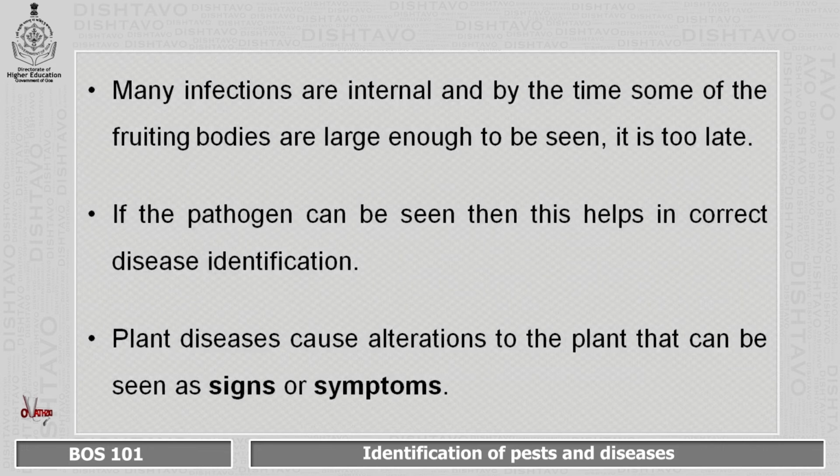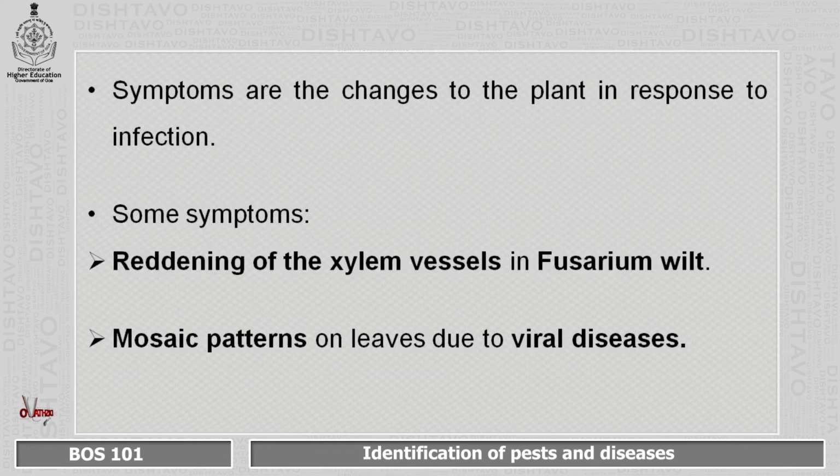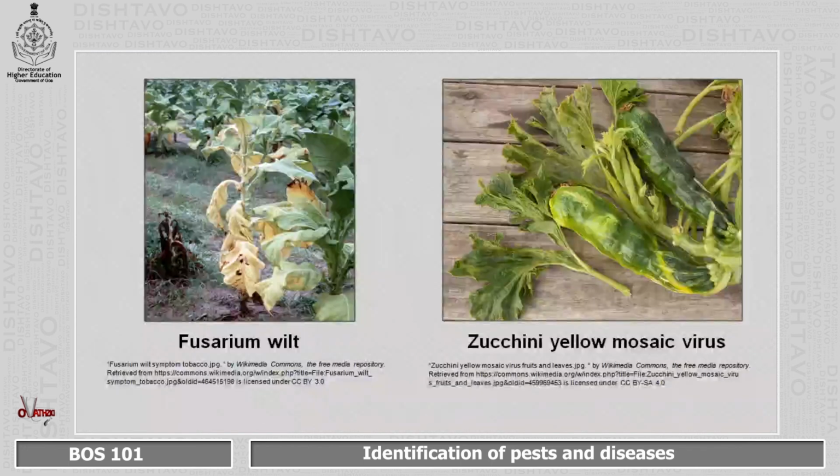Plant diseases cause alteration of the plant that can be seen as signs or symptoms. Symptoms are the changes to the plant in response to infection. Some symptoms are reddening of the xylem vessels in the case of fusarium wilt, which is caused by the fungus Fusarium, and a mosaic pattern on leaves due to viral diseases. In this image we can see the fusarium wilt disease, which is caused by fungi. In the second we can see the zucchini yellow mosaic virus.